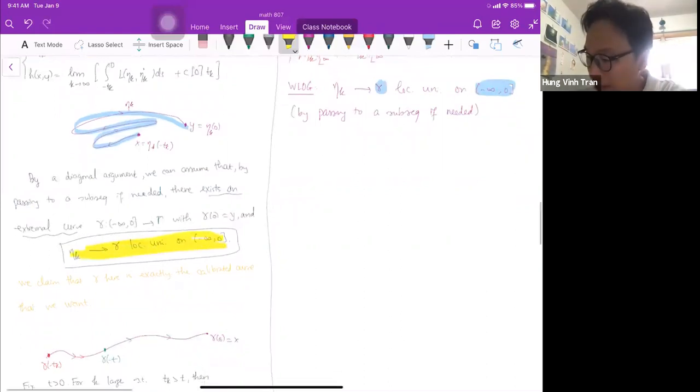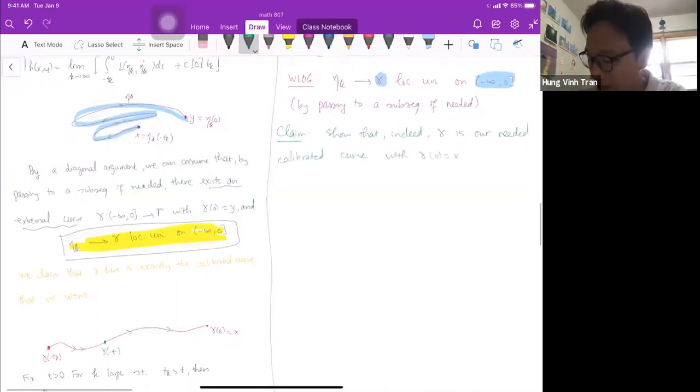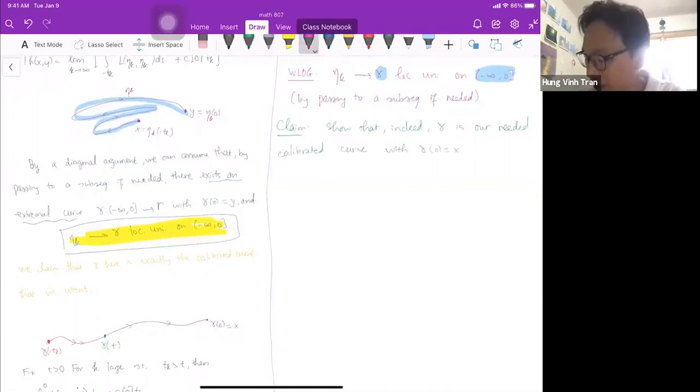Right. So now the final claim is that we're going to show that indeed gamma is our needed calibrated curve, right? Clearly the endpoint is going to be 0. Right? So how does it go actually?